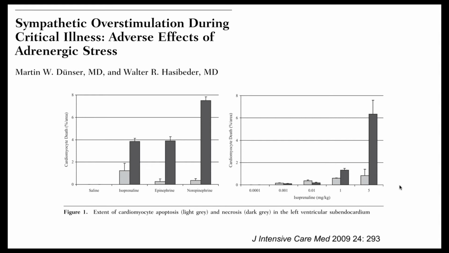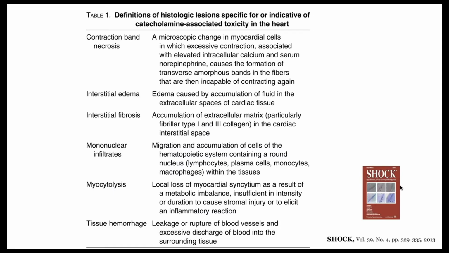So this shows the myocardial death, which is significantly higher as you're giving higher doses of catecholamines. Now, microscopically, you can see contraction band necrosis, interstitial edema, interstitial fibrosis, mononuclear infiltrates, myocytolysis, and tissue hemorrhages. So there is profound injury in the myocardium, and this may adversely affect the patient and the outcome.